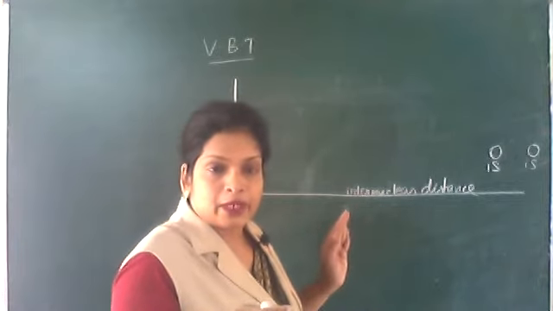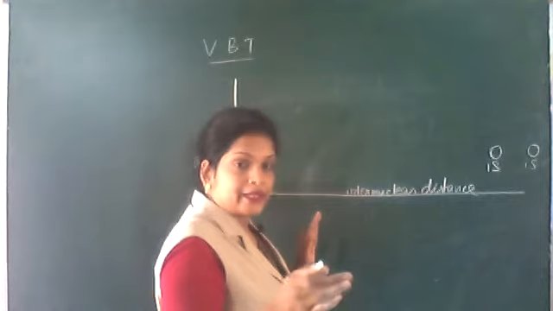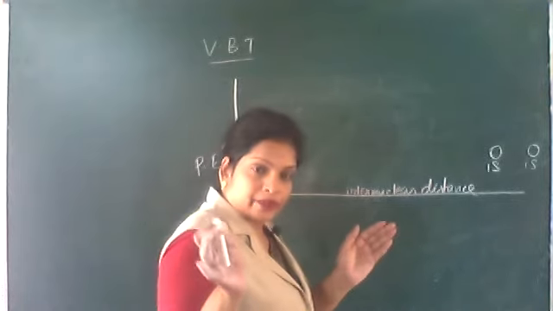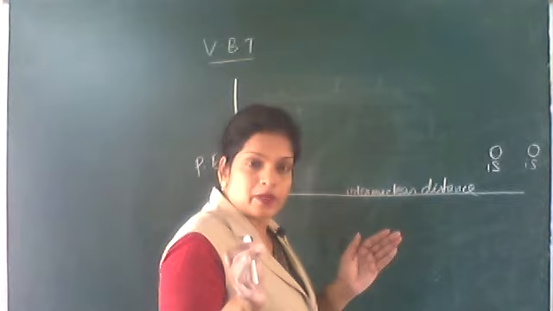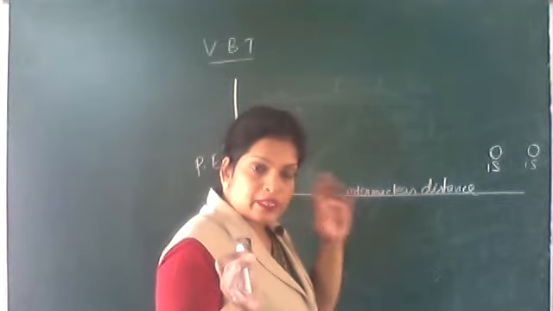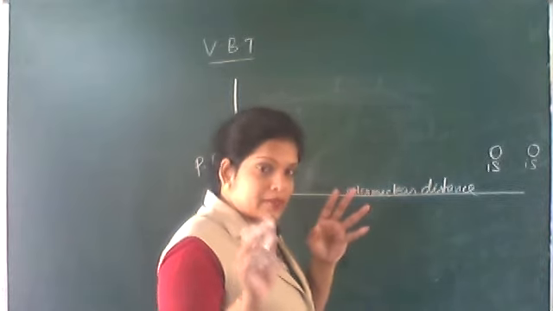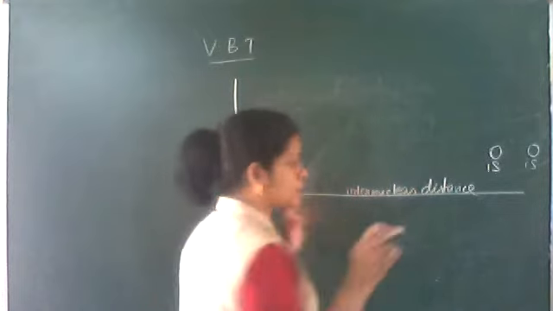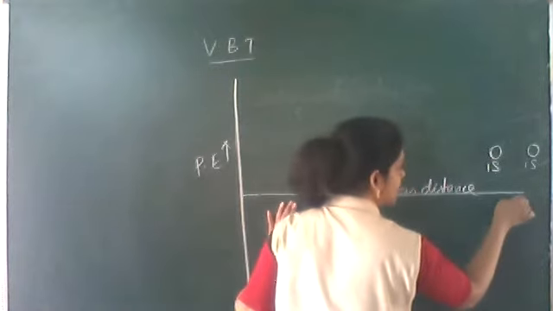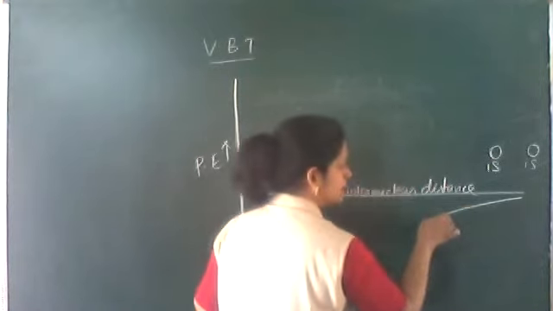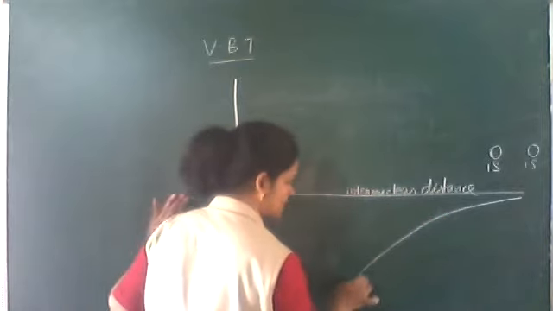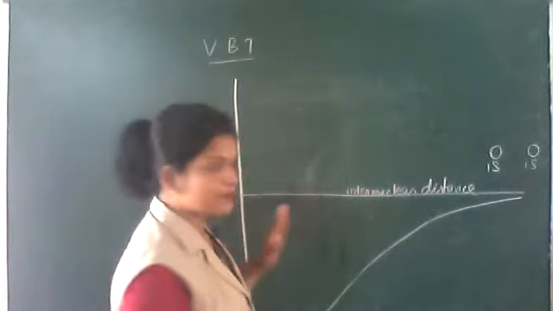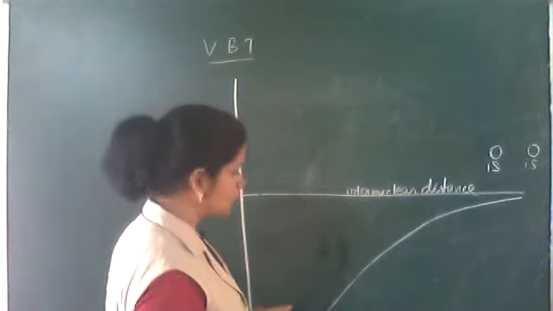When they are coming closer and closer, the attraction becomes more and more. That is why they are coming closer. At the same time, there is repulsion also. But at that time attraction is more, so energy decreases, and decreases, and comes to the lowermost point.